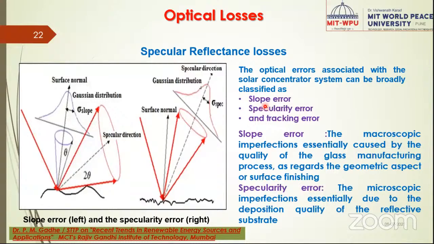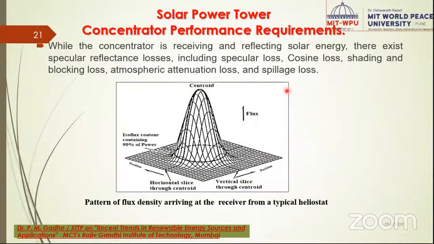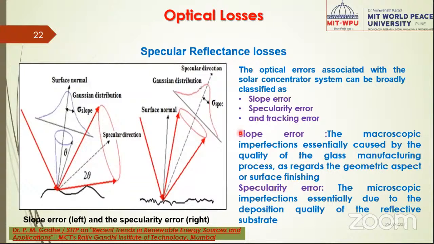This is the image that we get on the receiver surface. This is the ideal image that we should get when we focus a single heliostat on the receiver. But if the errors get added, that is the specularity errors, slope errors, cosine loss, shading and blocking, the image size will increase. And if the image size increases, the intensity of the radiation falling on the receiver will also reduce. So first, we'll see the losses. These losses should be minimum to increase the efficiency.